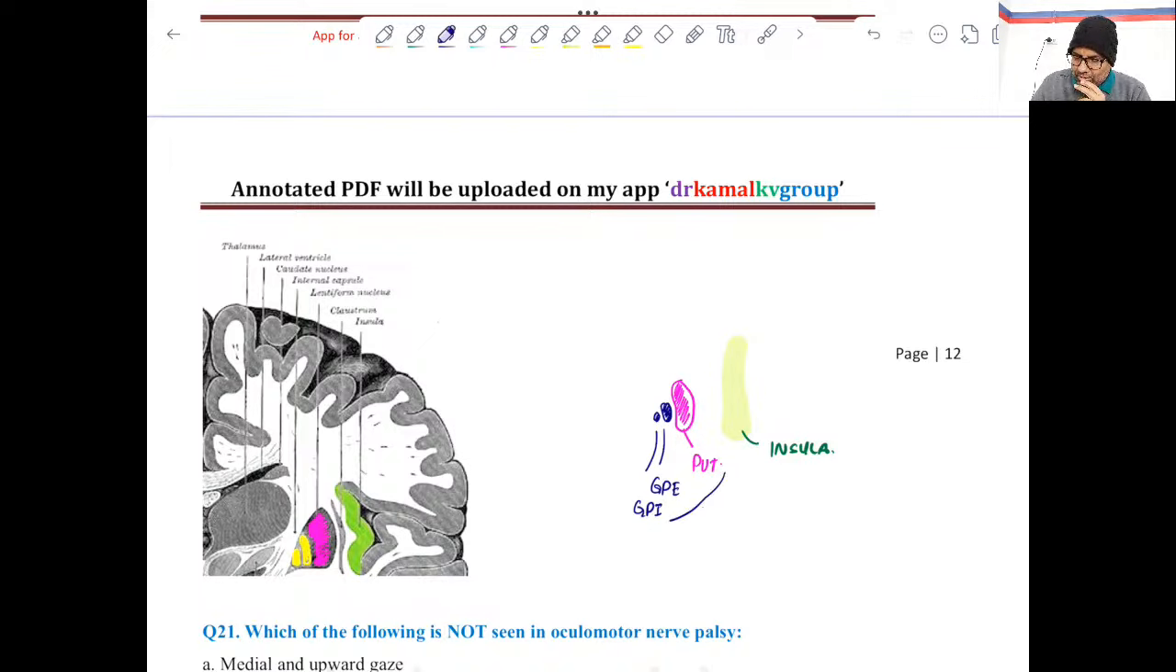Now if we combine these two structures, it is known as the lentiform nucleus. So this is the lentiform nucleus. Then we will get the internal capsule. So this area here is the internal capsule. Clear? So this is the internal capsule. Then there is a small nucleus, and this is known as the caudate nucleus. So this is the caudate nucleus here.